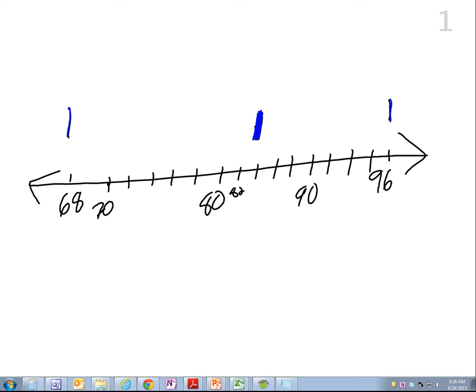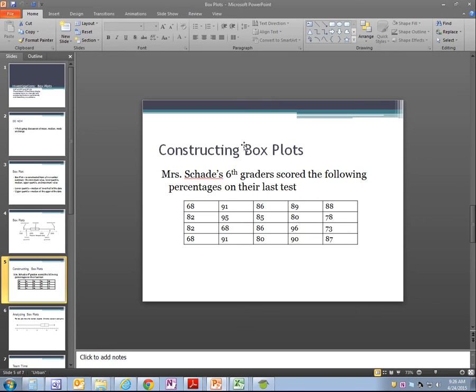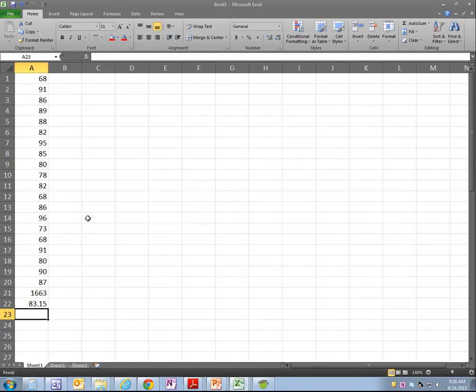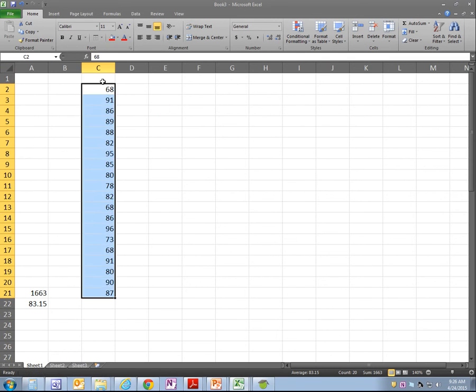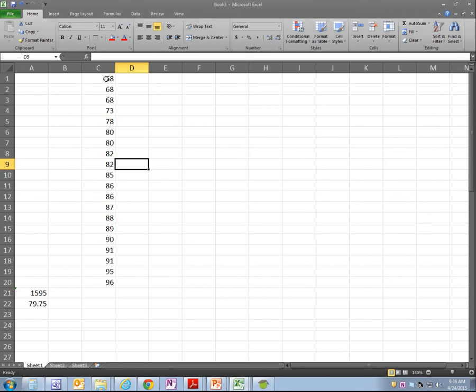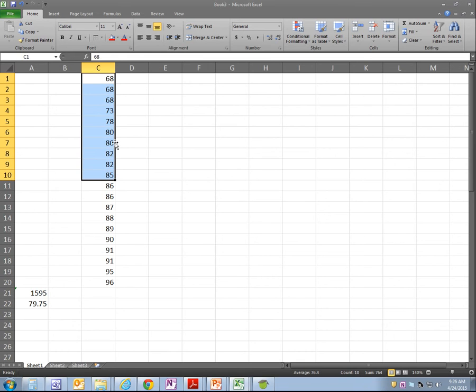So it says that we need to find the median of the lower half of the data. So let's find out what the median of the lower half of the data is. I'm going to go back into my stuff, and I'm just doing this on the computer because we need to use time for a reason. We're going to sort this from smallest to largest. And we have 20 data points, and we have 10 here.